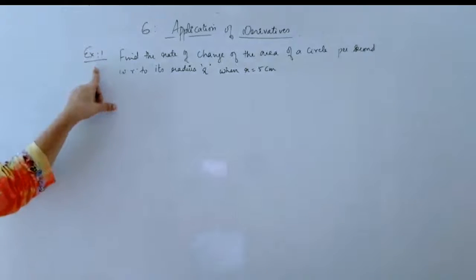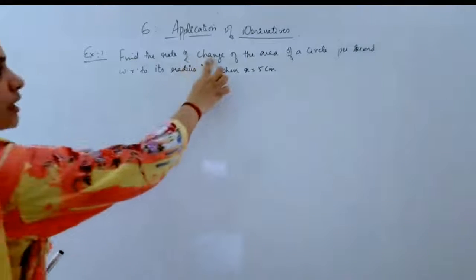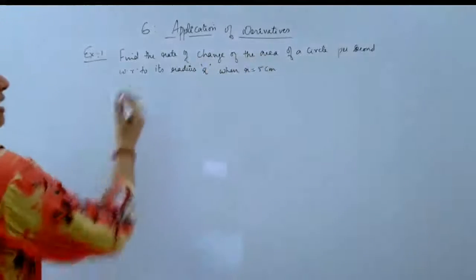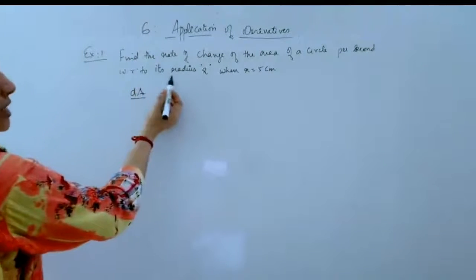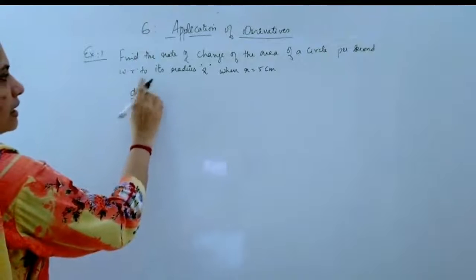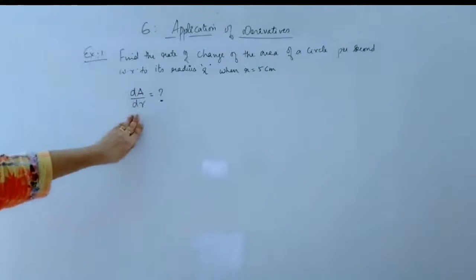So the first example is: find the rate of change of the area of a circle per second with respect to its radius r when r is equal to 5 centimeter. So we have to find the rate of change of area, which means dA, and with respect to what? With respect to its radius, that means dA by dr we need to find out. That is the first thing we should understand from the question.